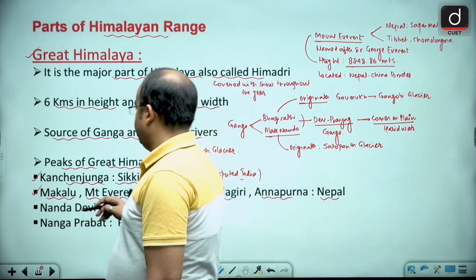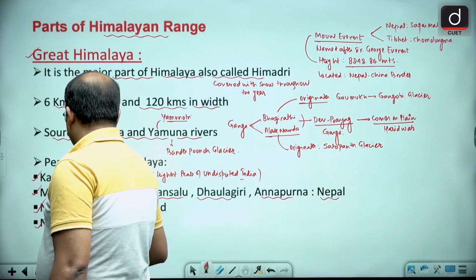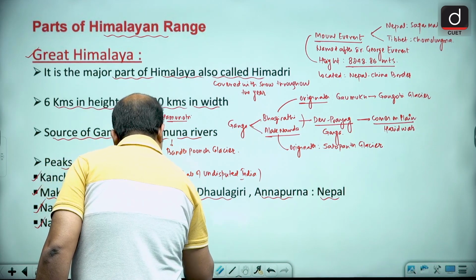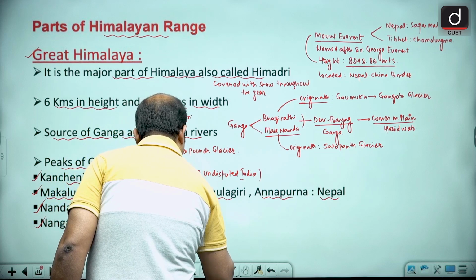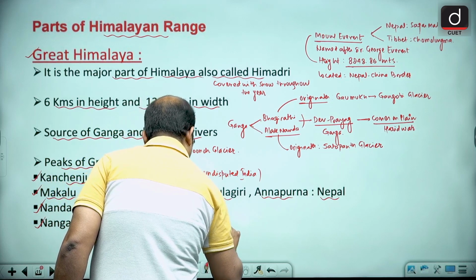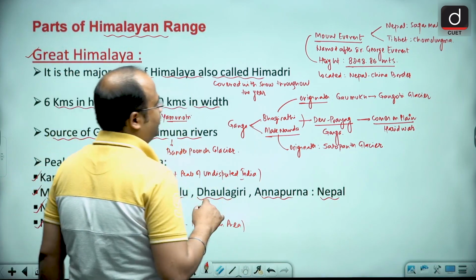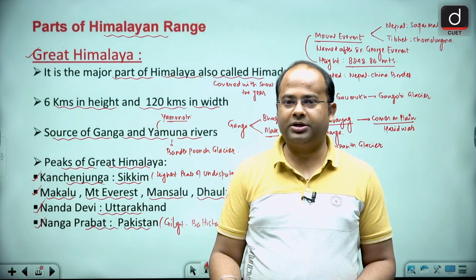Next we have Nanda Devi, which is in Uttarakhand, and Nanga Parbat, guys, which is in Pakistan, in the Gilgit Baltistan area. Is that clear to all of you guys about this?